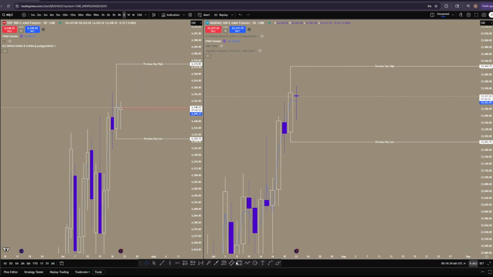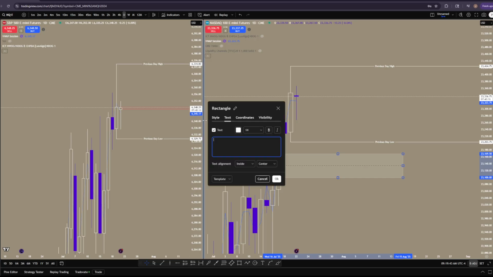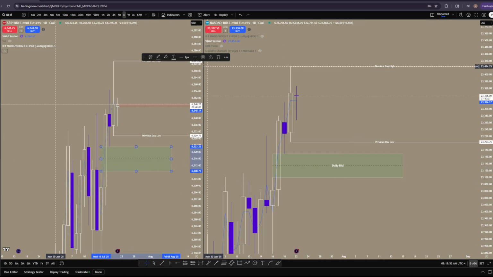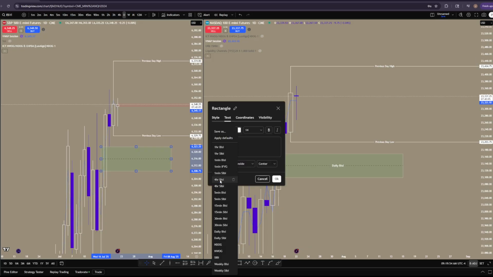So on the daily, we still have that daily bullish fair value gap below us. Right, got that daily BISI down here. On ES as well, so NQ and ES both have that daily BISI. So we'll go ahead and chart that out.